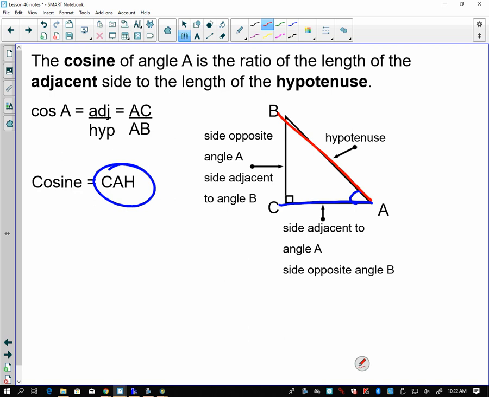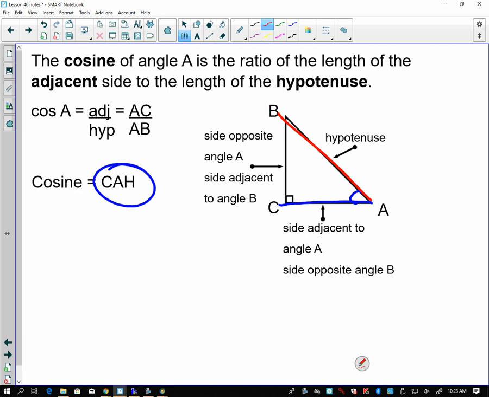Adjacent over hypotenuse. Now, if you don't want to take part in the little kid call and repeat, that's fine, but make sure that you get it. Make sure that you know it when you need it, so that it's adjacent over hypotenuse, and that you know how to find the adjacent side, because it's that ratio.